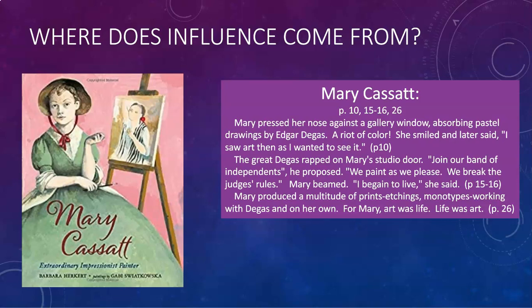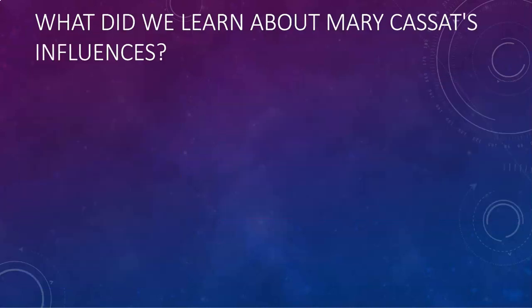And then on page 26, we are told that Mary produced a multitude of prints, etchings, monotypes, working with Degas on her own. For Mary, art was life, life was art. And there the word multitude means many. It's a big word, means many. Okay? So again, where does influence come from? To answer this, let's look and let's dive in. Let's dive in and tear this one apart too.